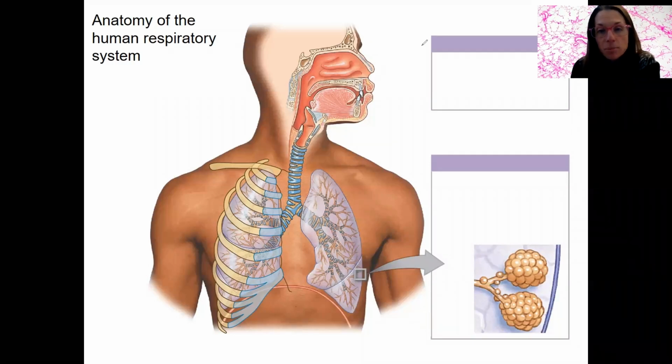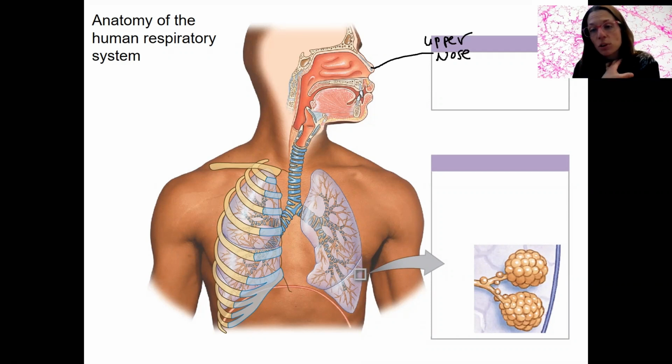Let's walk through this anatomy, starting with the upper respiratory system and then the lower. So here's our upper, and we've got things like the nose. This is the first place that air passes in. You know that air can pass through your oral cavity as well, which is here, not part of the respiratory system, but respiration really could be, because you can get air in through there as well.